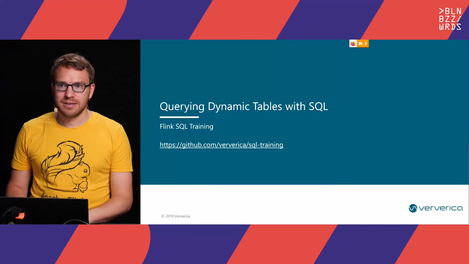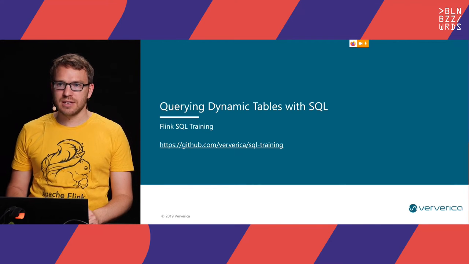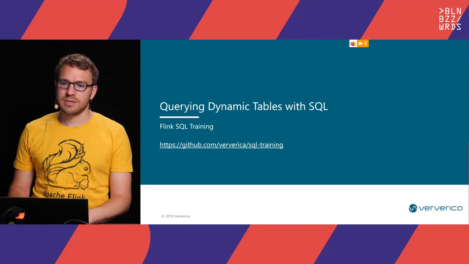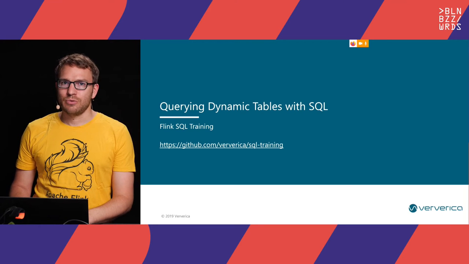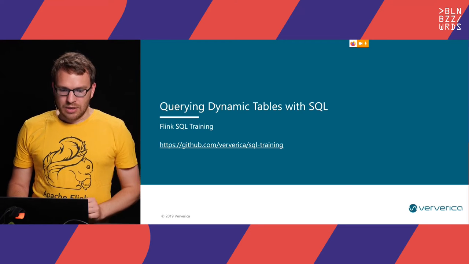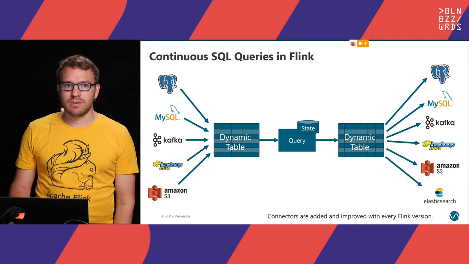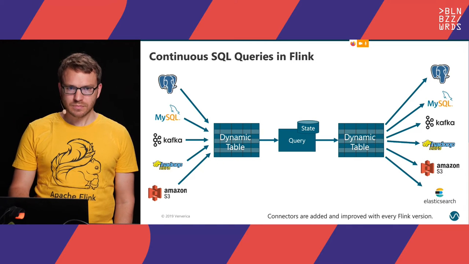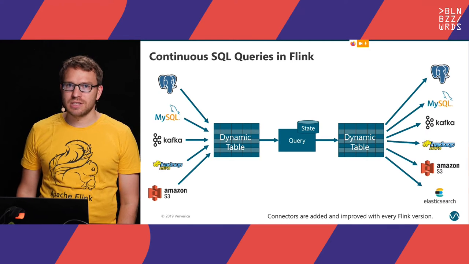All right, so what we've done so far was fairly simple, very basic SQL stuff, nothing exciting yet. But you got an idea of how this training environment looks and how it feels to run simple queries on data streams. So the underlying concept that Flink uses for running continuous SQL queries is a so-called dynamic table. And a dynamic table is basically what the name suggests. It's a table that is changing over time, that is evolving.